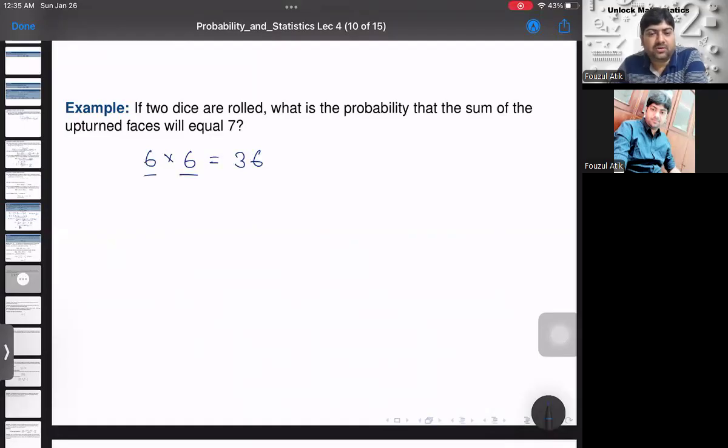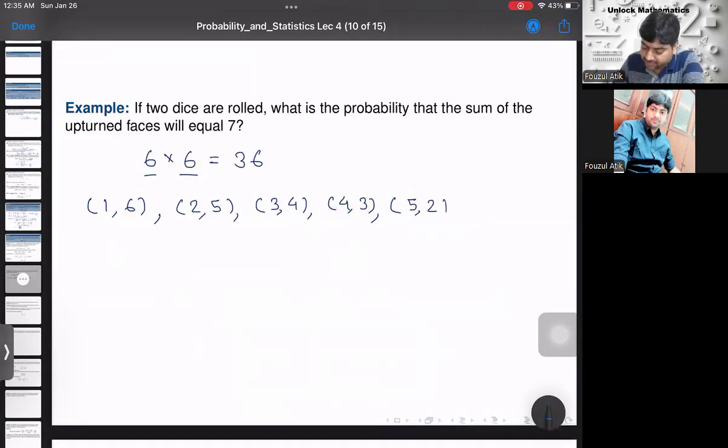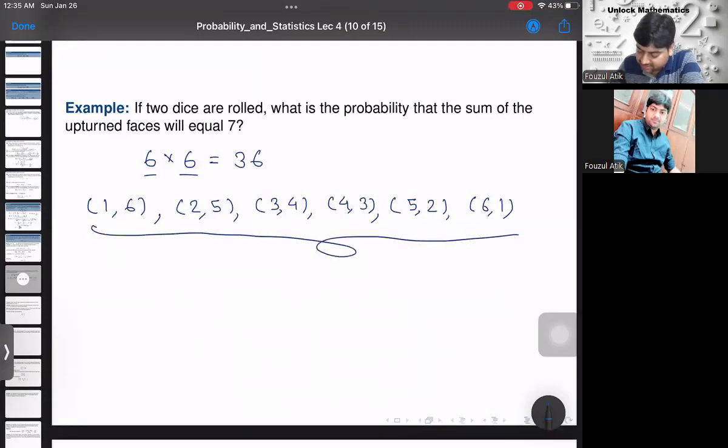Now you find the cases where the sum of the upturned faces equals 7. What are these cases? Maybe the first one appears 1 and the second is 6. First is 2, second is 5. Like that I can have 3 and 4. Then first is 4, second is 3. All these sums are 7. Then 5 and 2, then 6 and 1. Do you have any other case? No? So how many such cases are there? There are 6 possible cases.